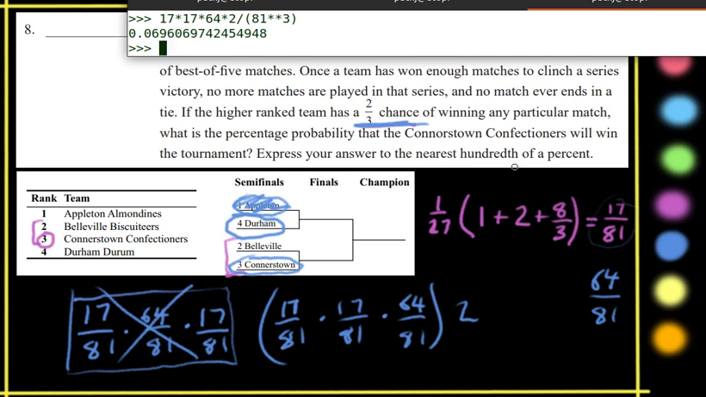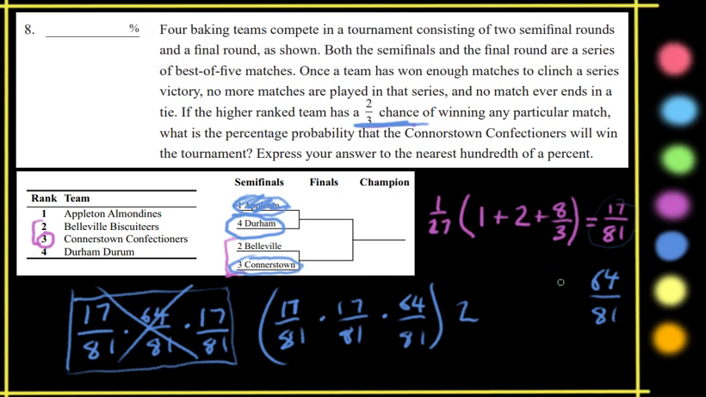And how do they want the answer? They want the answer to the nearest hundredth of a percent. So to make this a percent, you would multiply by 100, right? So that's a 6.96% chance. Okay, so let's grab yellow and we'll write 6.96%. That's our final answer there.